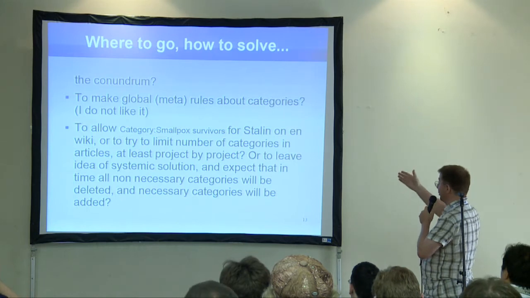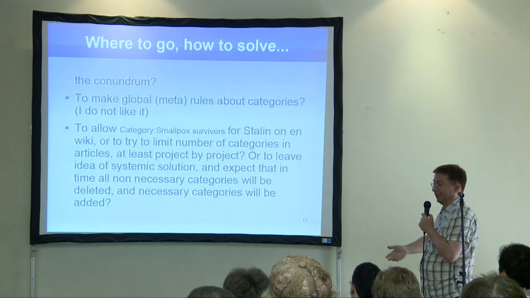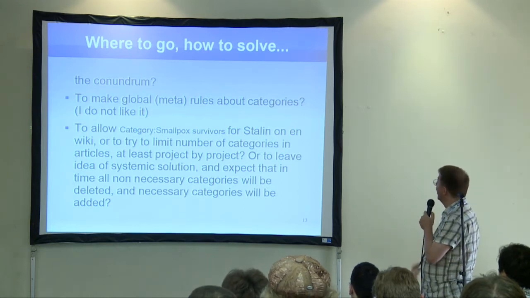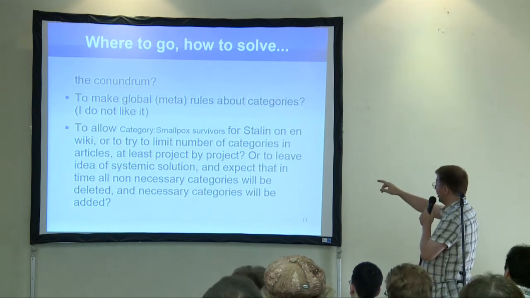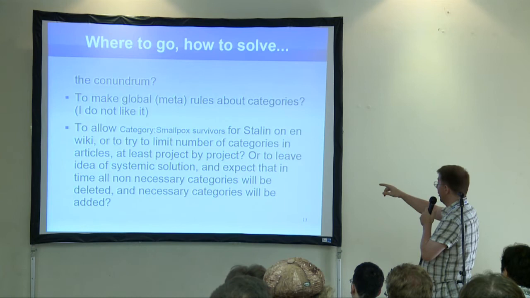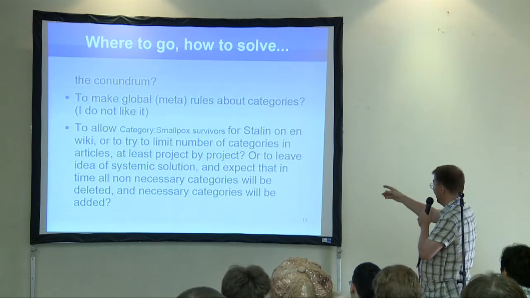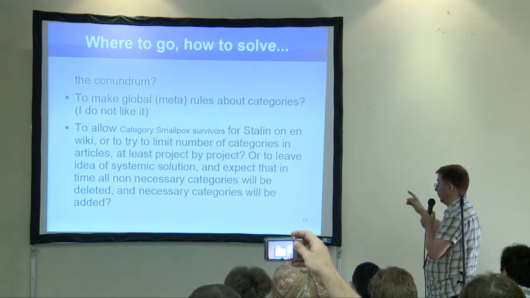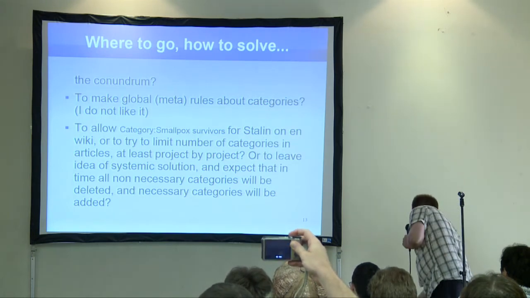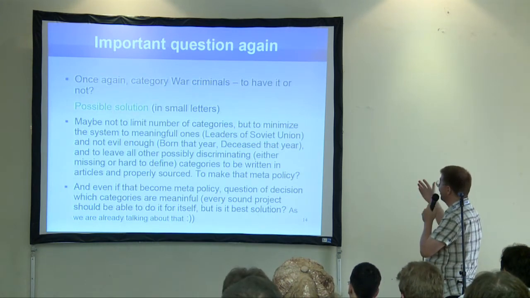To make global meta rules about categories? I do not like meta policies. To allow the category smallpox survivor for Stalin on any wiki, or to try to limit the number of categories in articles, at least project by project, or to leave the idea of a systemic solution out of the picture and expect that in time all non-necessary categories will be deleted and necessary categories will be added. Question. Once again, category war criminals, to have it or not.